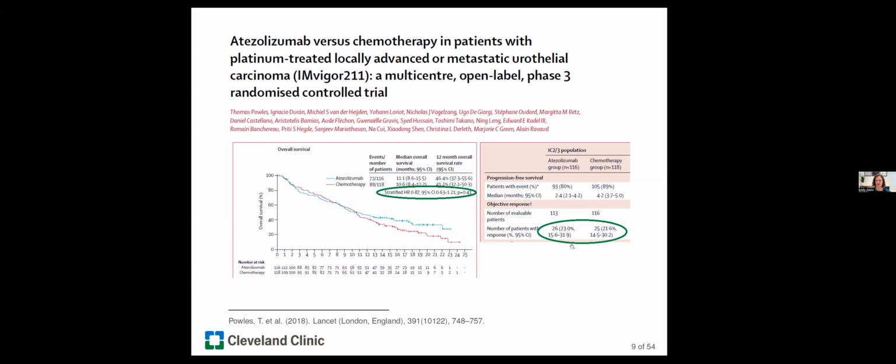So if we look at the overall response rates in this subgroup, we see that the overall response rate in the atezolizumab arm is not that different from the phase 2 results. We see 23% here, and in phase 2 it had been 26%, but the overall response rate in the chemotherapy group is also very high at 21.6%. And so this was a failed phase 3 trial.